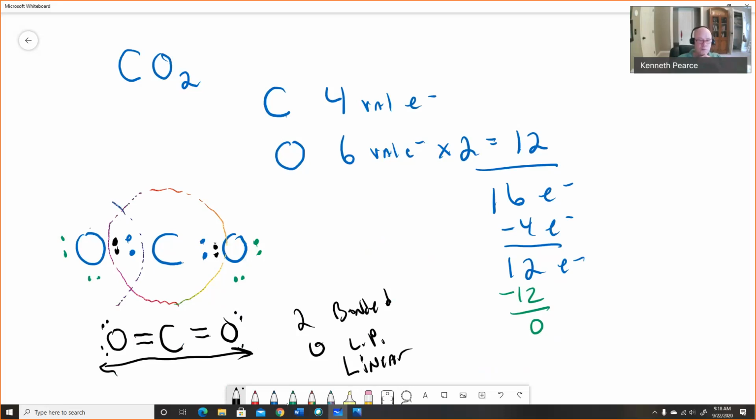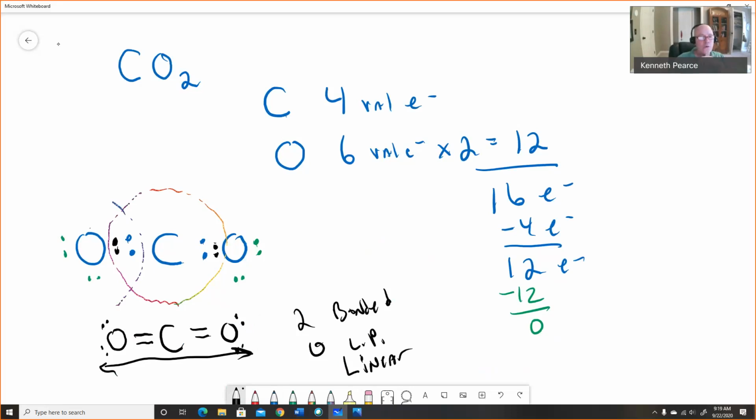So keep in mind, though, that these electrons over here, those are not lone pairs. Those are actually called non-bonding pairs. So don't confuse those with lone pairs. Lone pairs, strictly speaking, are on the center atom. They're on the center atom. So there's no lone pairs there. So this is 2 bonded, 0 lone pairs.